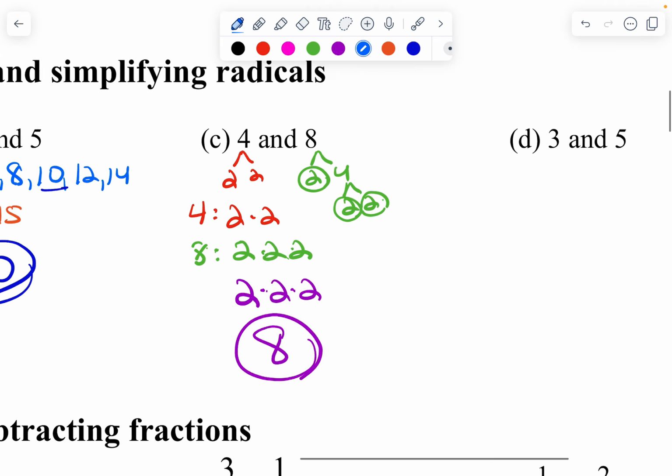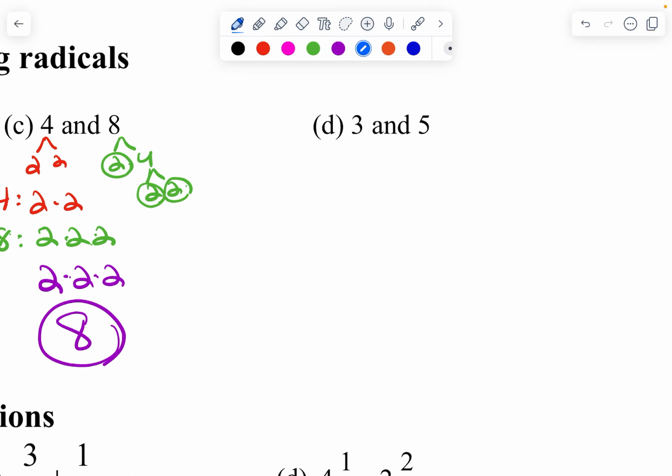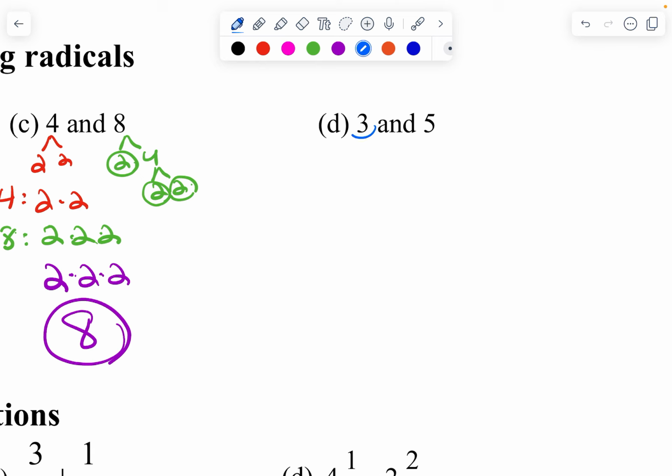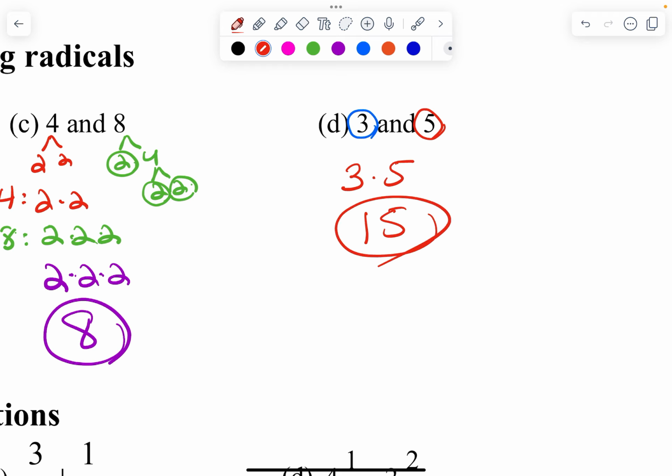All right, and then last but not least, I've got 3 and I've got 5. Well, I can't break up a 3. It is a prime number. And I can't break up a 5. It's a prime number. So that means for my least common multiple, I need a single 3 and a single 5, that's going to be an LCM of 15.